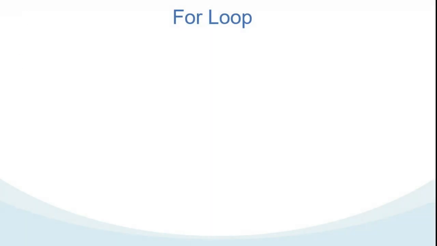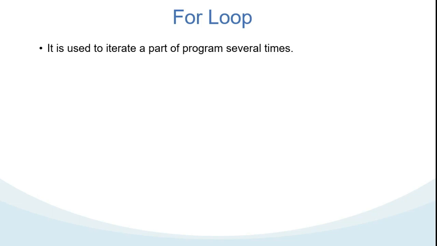For loop is one type of looping techniques in programming. It is used to iterate a part of program several times. You use for loop when the number of iteration is fixed.